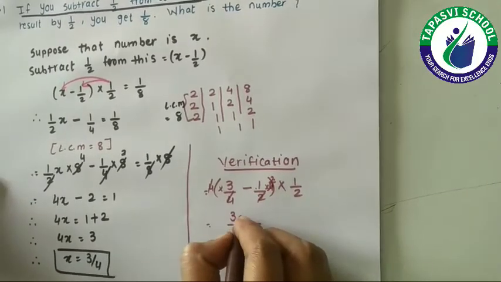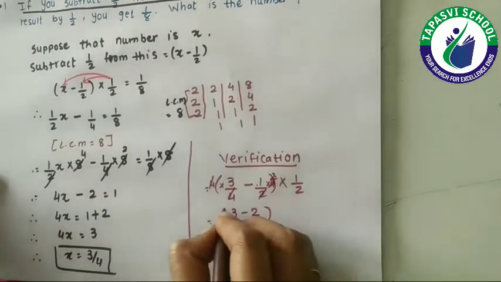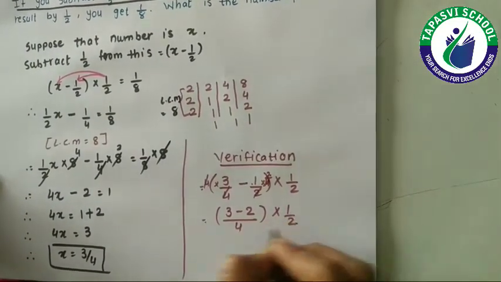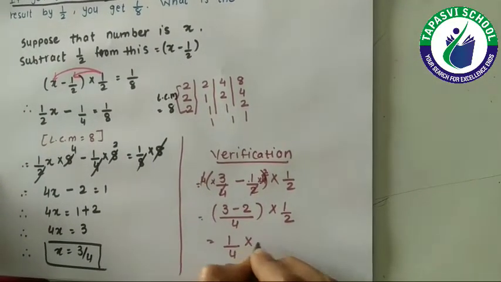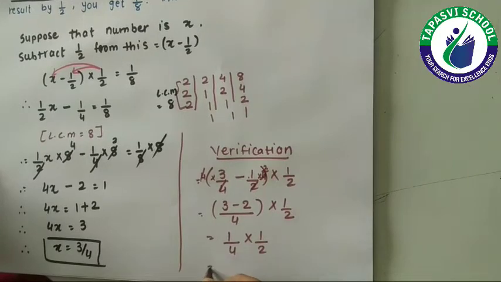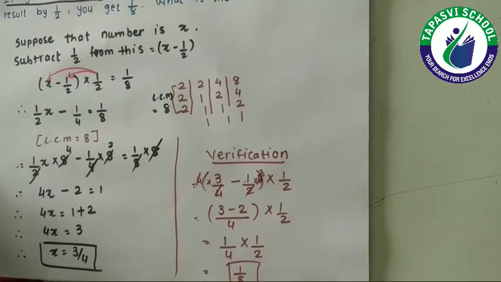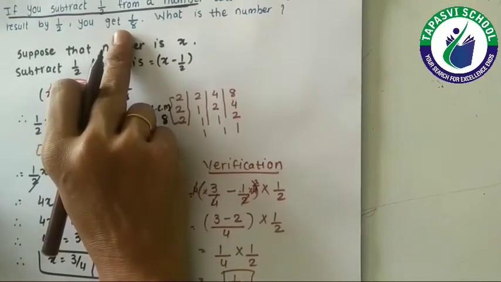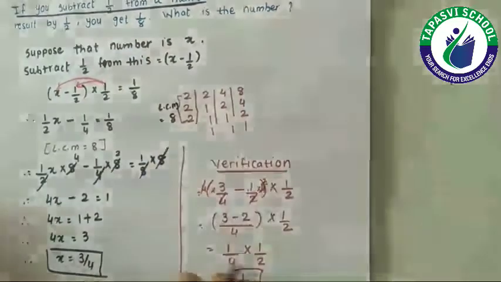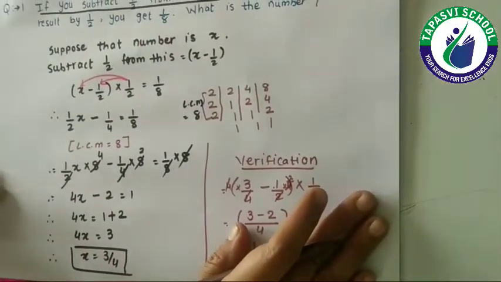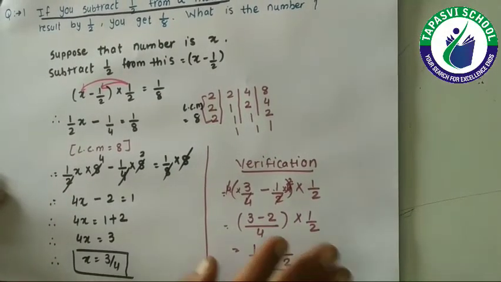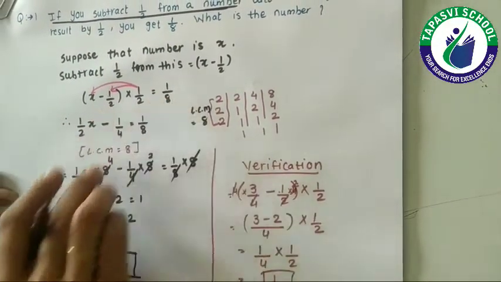So here minus 2 into 1 upon 2. Here 3 minus 2, that is 1 upon 4. Multiply by 1 upon 2. So it will become 1 upon 8, which is already given in the question. So this way students, you can verify your answer by putting these values in the original equation.